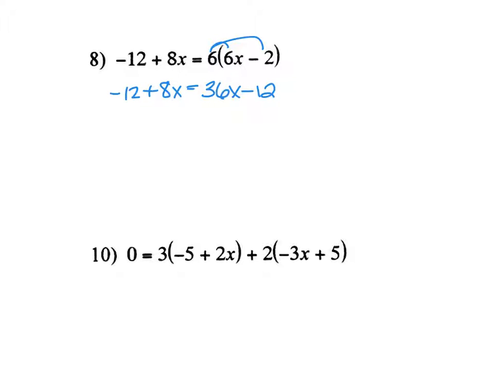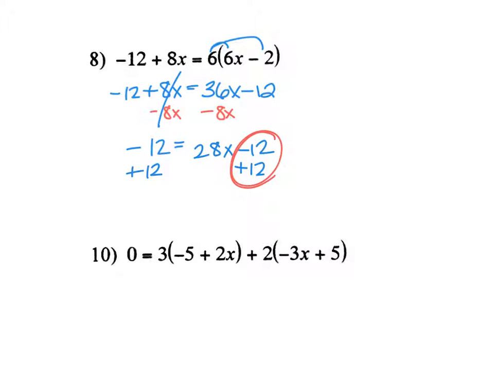Now this time I've got x's on both sides, so I need to get my x's on the same side of the equation and my numbers or constants on the other. So I'm going to first start by trying to move this 8x right here. So I'm going to subtract 8x. Remember, I have to do opposites because it's moving across an equal sign. All right, so when I do that, I get negative 12 equals 28x minus 12. And now I'm going to add 12 to both sides.